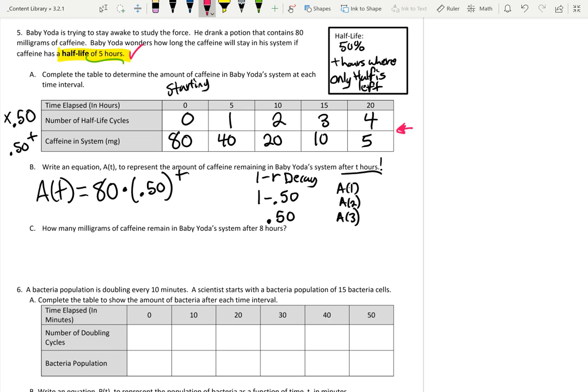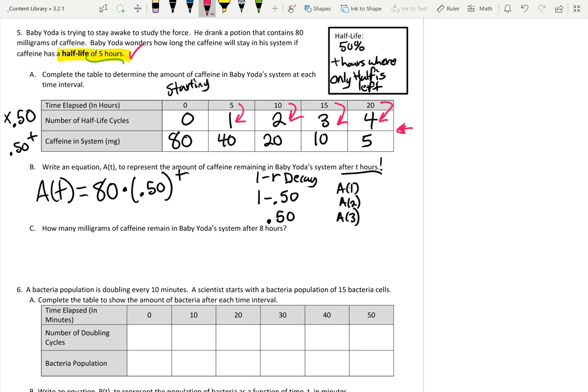Now, it has a half-life of 5 hours. That means I don't want this to occur every hour, but I only want it to occur once per half-life. Do you notice how this 5 became a 1? And this 10 became a 2? And this 15 became a 3? And this 20 became a 4?